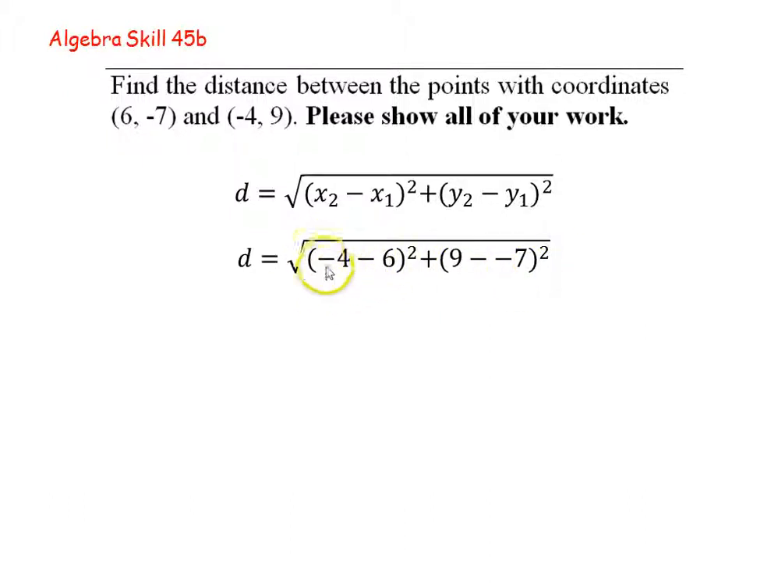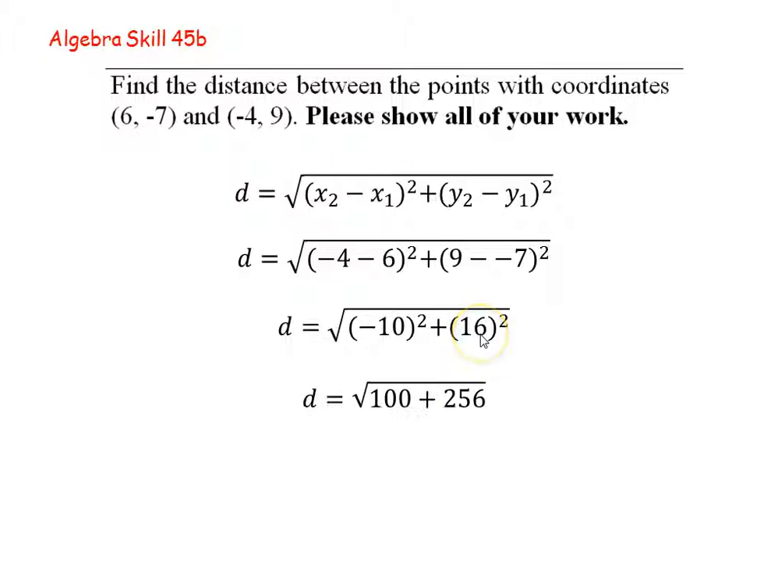I can do what's inside the parentheses here. -4 minus 6 is -10. 9 minus -7 is 16. So all I've done is simplified what's inside the parentheses. -10 squared, which means -10 times -10, is positive 100. 16 squared is 256. So now I have the square root of 100 plus 256.